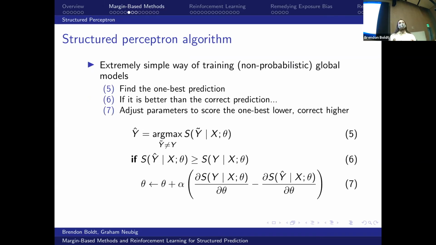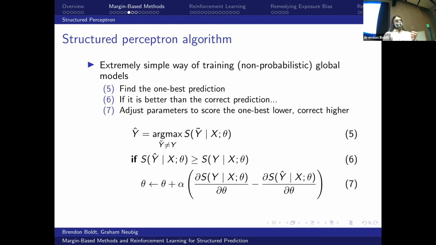One of the simplest ways to train an unnormalized model is to use what's called the structured perceptron algorithm. What's nice about this is, as you can remember, since we're using a capital Y and whatnot, we're dealing at the whole sequence level. So we're bypassing the issue of exposure bias here, because we're giving scores to whole sequences at once and training our model based on that.